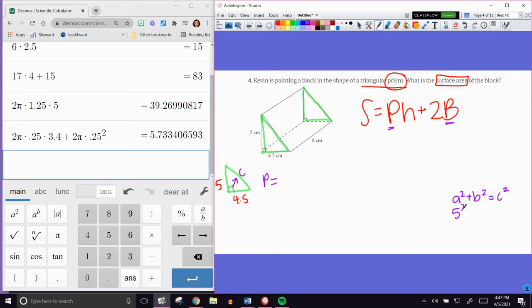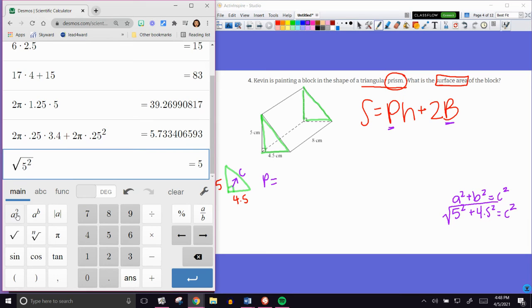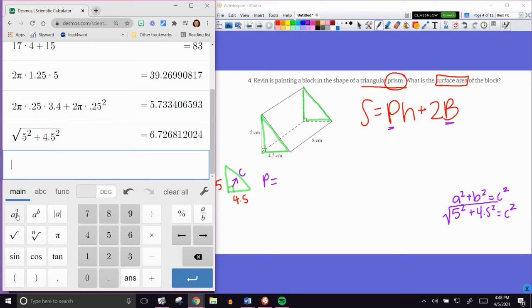So I'm going to plug in 5 squared plus 4.5 squared equals c squared. Now, our last step in Pythagorean theorem is to take the square root. We can turn all of this into one step if we just put it all under the square root symbol in the calculator at once. So square root of 5 squared plus 4.5 squared. There, we just found the side length, and the side length is 6.73, okay?